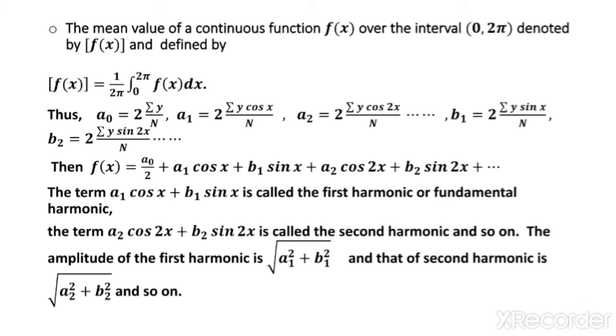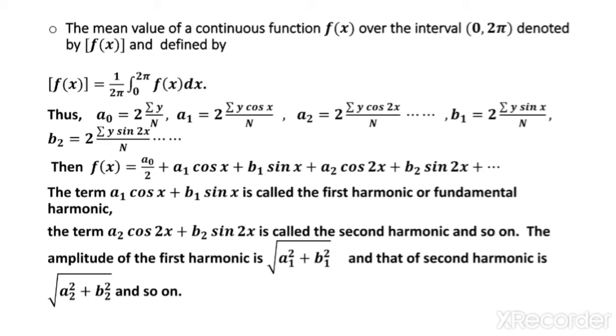Thus, what is f(x)? It is a0 by 2 plus a1 cos x plus b1 sin x plus a2 cos 2x plus b2 sin 2x plus etc. Now, there are terms called first harmonic, second harmonic, third harmonic, etc.